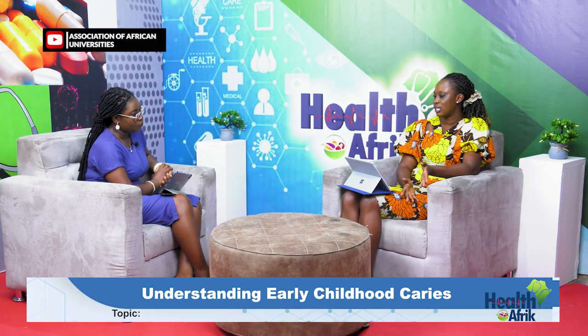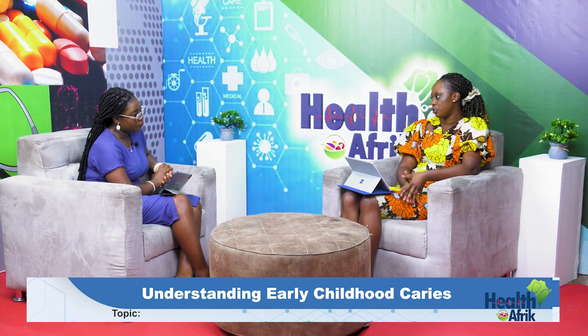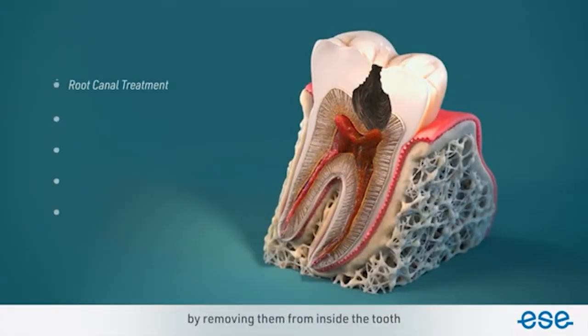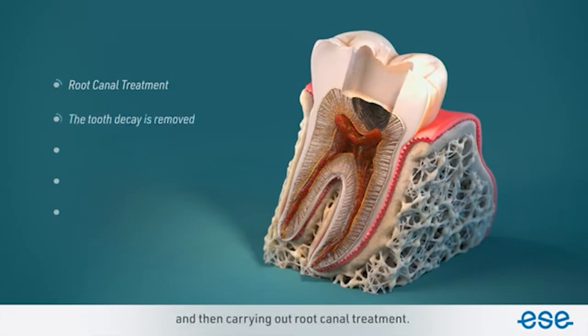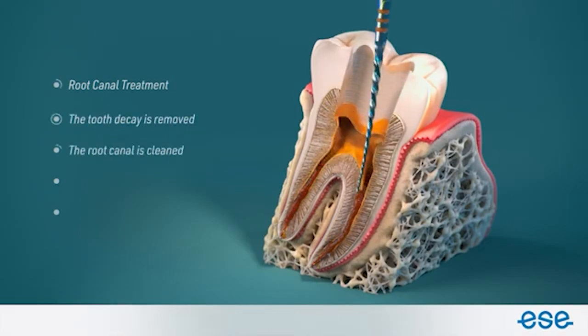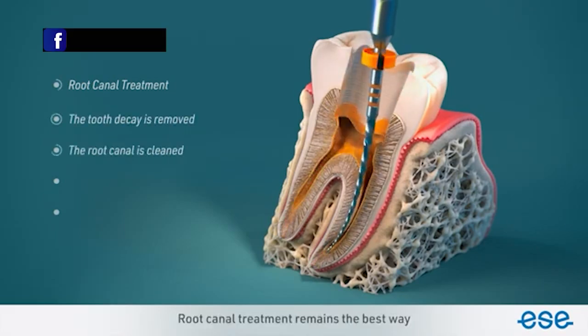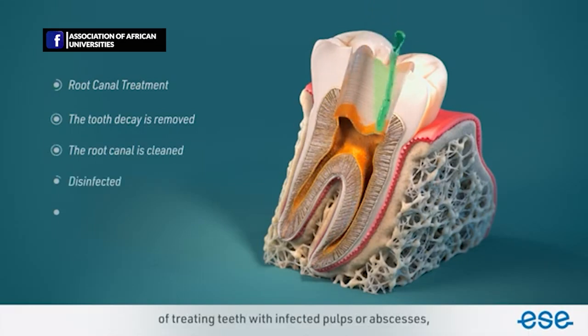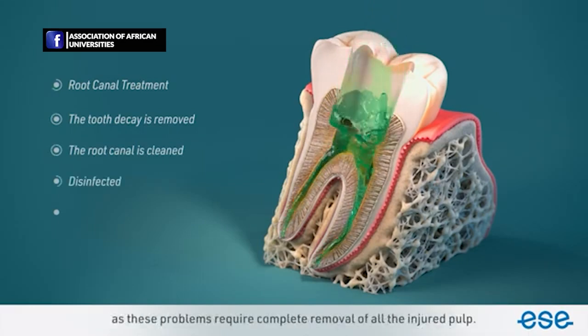But at the stage where it gets to the pulp, there's a treatment that we do. So we have pulp treatment for children. We actually go in, then we remove the diseased pulp, then we fill it just to make sure that it's maintained. The other alternative to the pulp treatment is extraction. So once the pulp is involved, it's either a pulp treatment or an extraction.